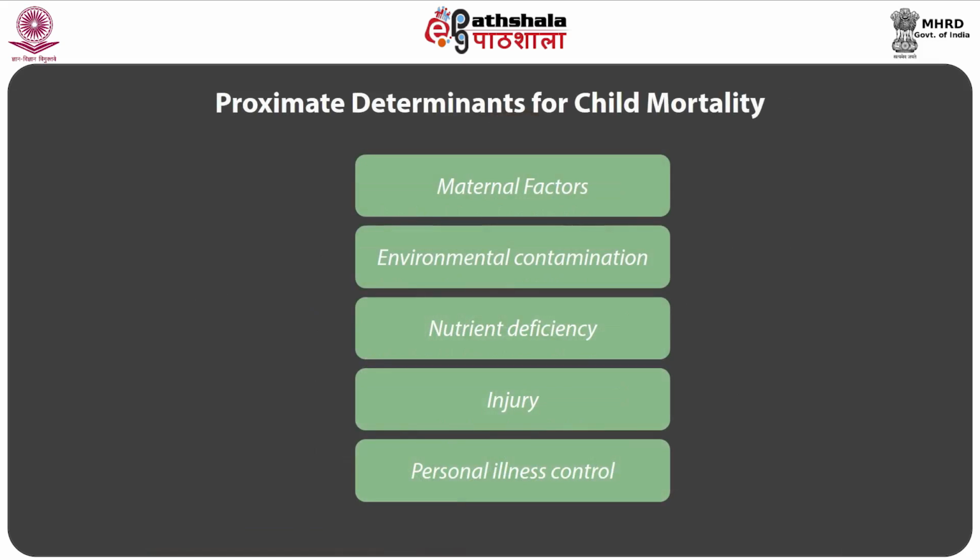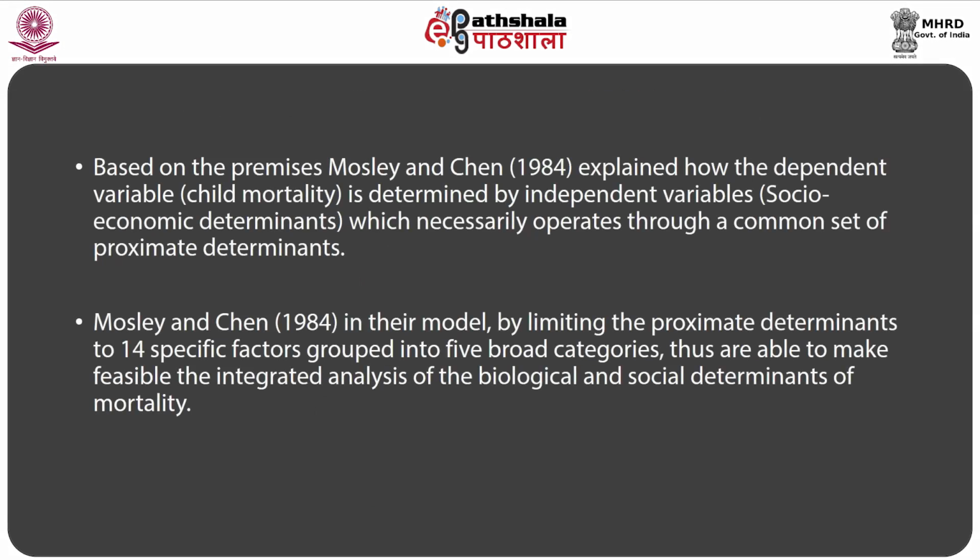The proximate determinants which affect child mortality are grouped into 5 categories: 1. Maternal factors, 2. Environmental contamination, 3. Nutrition deficiency, 4. Injury, 5. Personal illness control. Based on these premises, Mosley and Chen, 1984, explained how the dependent variable, child mortality, is determined by the independent variable, socio-economic determinants, which necessarily operate through a common set of proximate determinants.